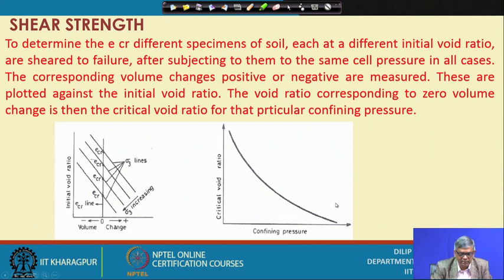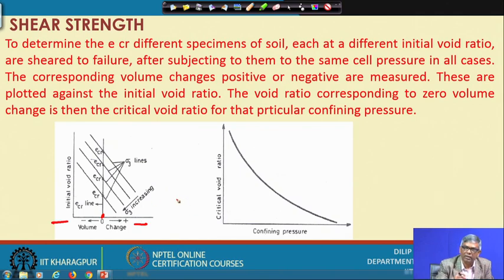You can see here that at this point there is no volume change, and if there is a volume increase it is on this side and volume decrease on this side, if I plot, and this axis is the initial void ratio. Suppose I choose a very small initial void ratio, and then I apply a certain value of confining pressure and see the volume change. If I see the volume decrease, I will get a point on this side, and if I see the volume increase, I will get a point on this side.